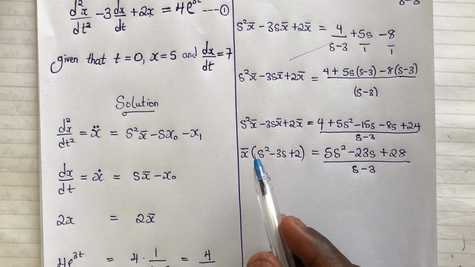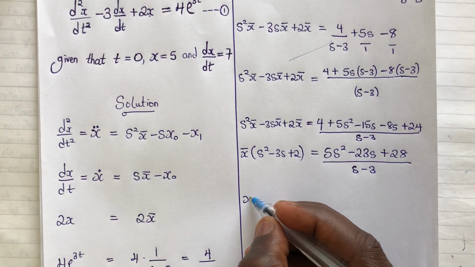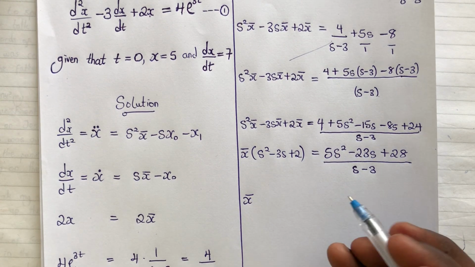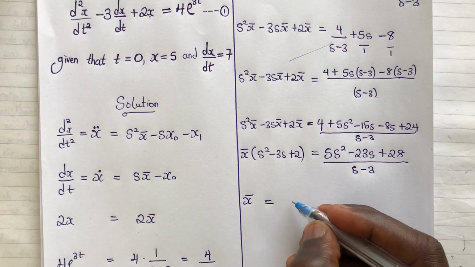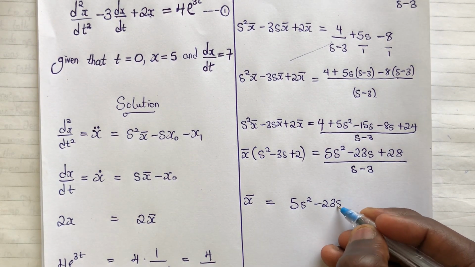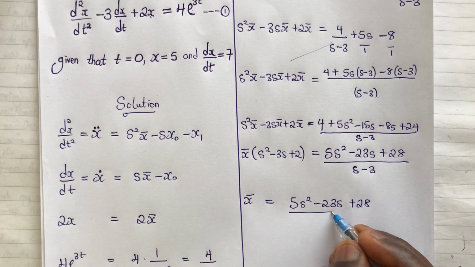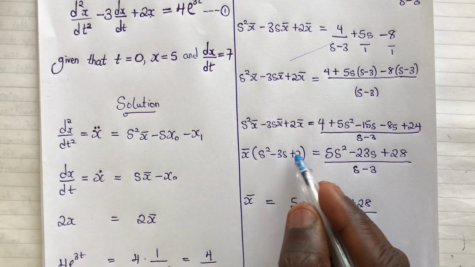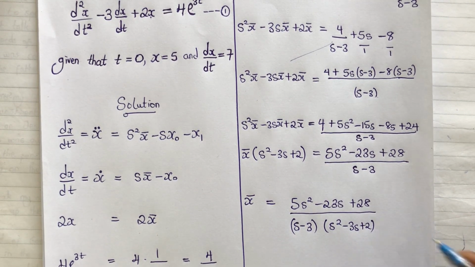All right, so now we can make x bar the subject because we are looking for x bar. So when I make x bar the subject, I'll divide through by what? s squared minus 3s plus 2. So when I divide, I don't want to cancel here. This gives me 5s squared minus 23s plus 28. We already have s minus 3 here, so we divide this result by s minus 3 in one bracket, and then we divide by s squared minus 3s plus 2. All right, so this is it.